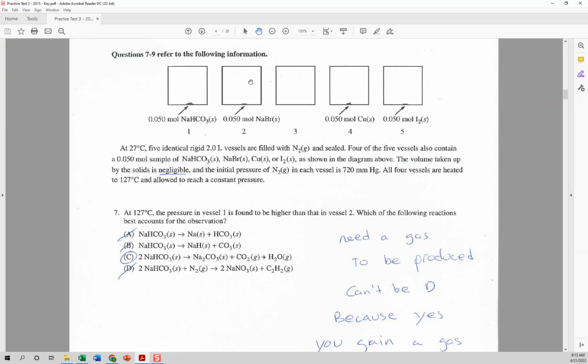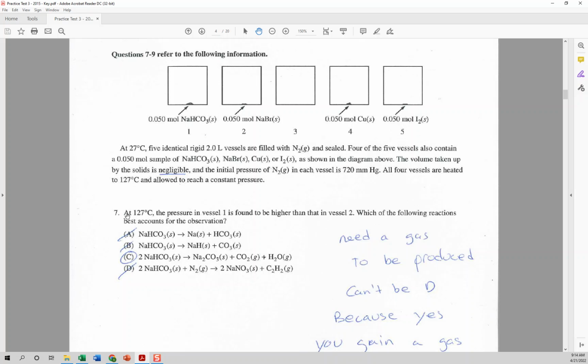So the amount of gas in here is going to remain the same. It's just going to be moving faster because we're going to increase the temperature, so higher pressure. Copper is not going to vaporize, so no more moles of gas, but higher temperature. So higher pressure, and then 0.05 moles of iodine. Now iodine will probably vaporize, and so there'll probably be more gas in here too.